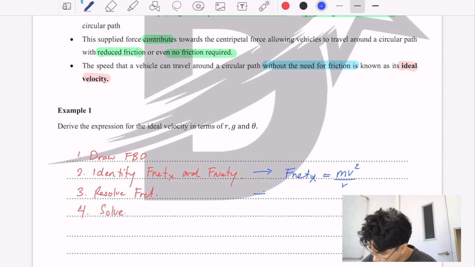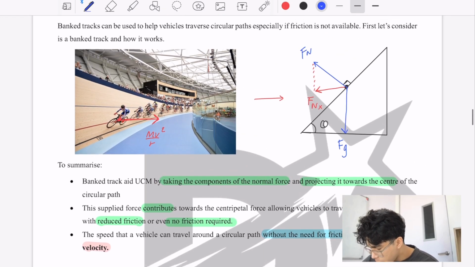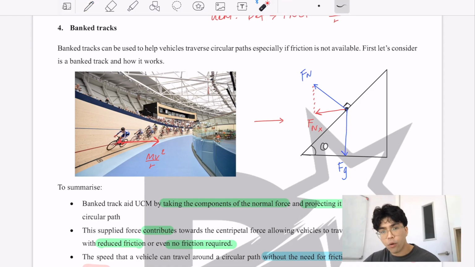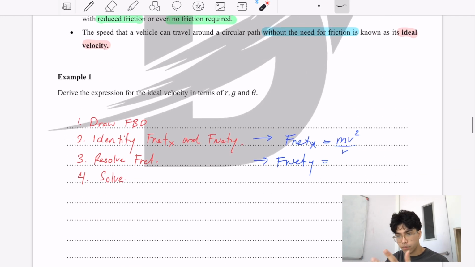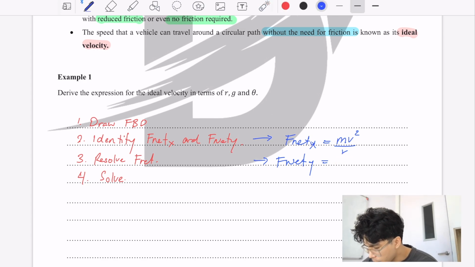What about F net Y? Well, think about it. Is the object moving up or down? Does this cyclist, as you're traveling around a circular path like this, move up or down? No, right? I'm not moving up or down. I'm not changing my height. So the net force in the y-axis must be 0. Okay? So we know what the net forces are going to be now.